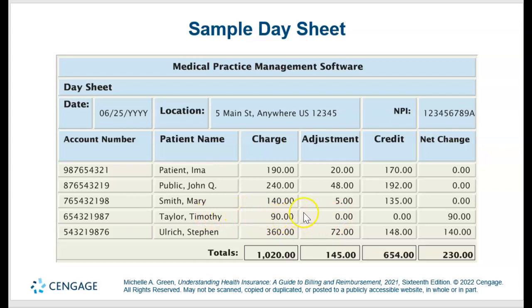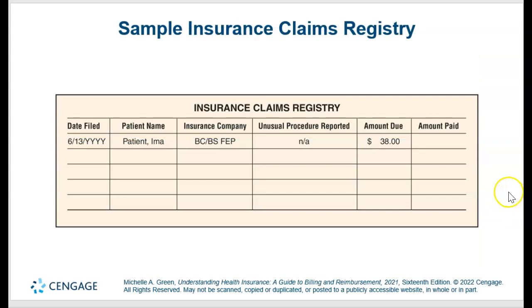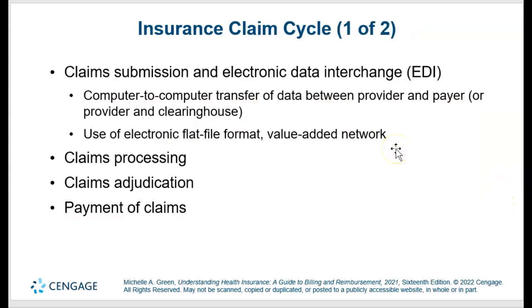So this could possibly be non-par. They are not accepting assignment. It's non-par. They did not adjust anything off. For all these other charges, they adjusted an amount off. So what's going to happen here, Timothy Taylor will be responsible for that whole $90. Okay? The insurance company must not have paid anything on this. Sample insurance claims registry just shows you the insurance company, the amount due.